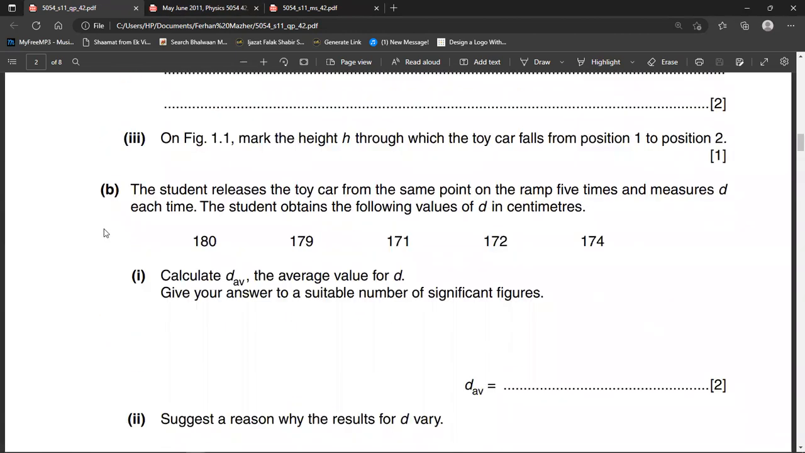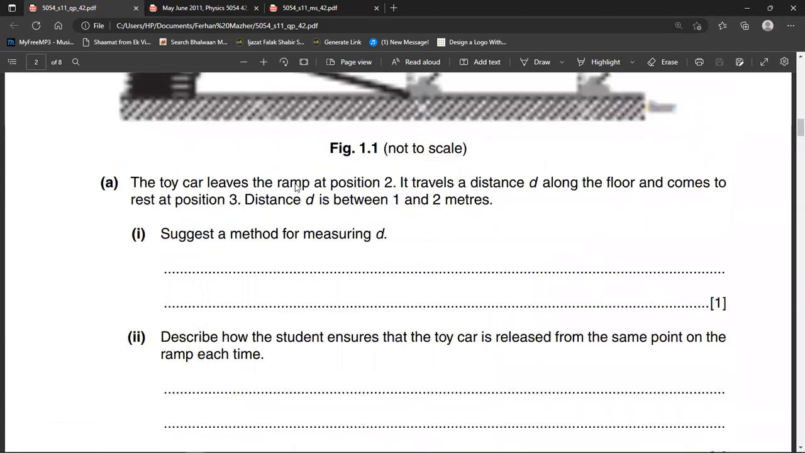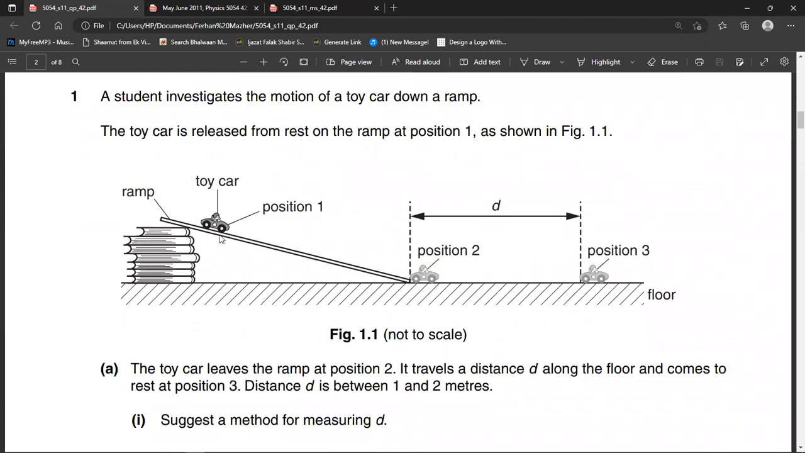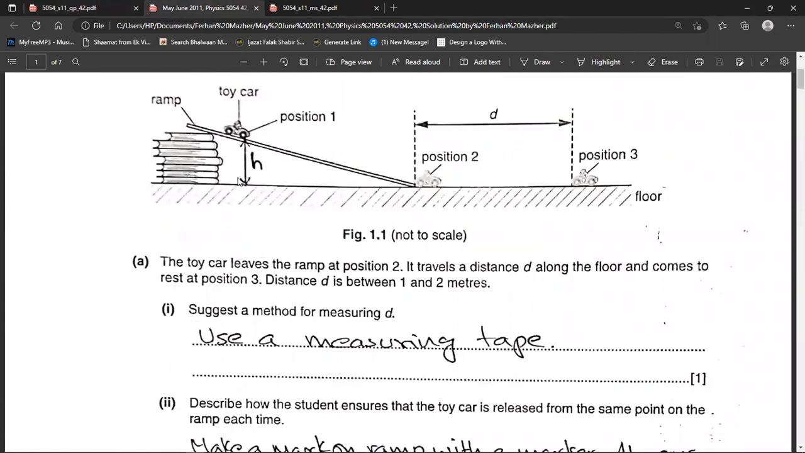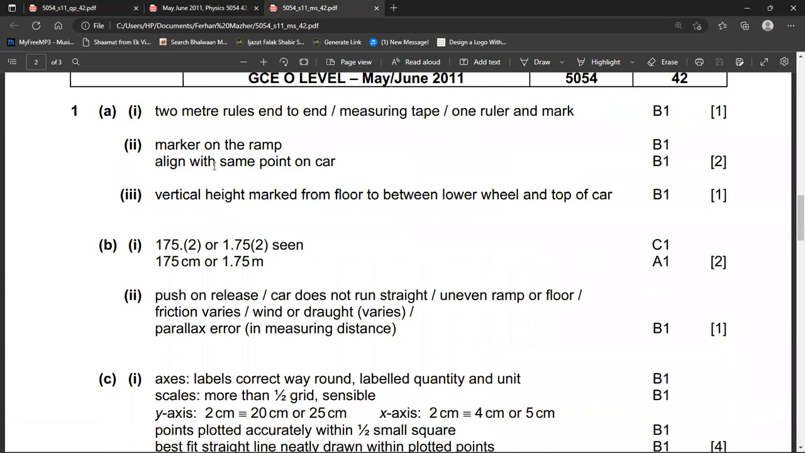Then the question is, on figure 1.1, mark the height, small h, through which the toy car falls from position 1 to position 2. So this is the height, and so I will mark this vertical height. Let me show you. So you can see I have marked this vertical height and I've labeled it as small h. This is the answer.